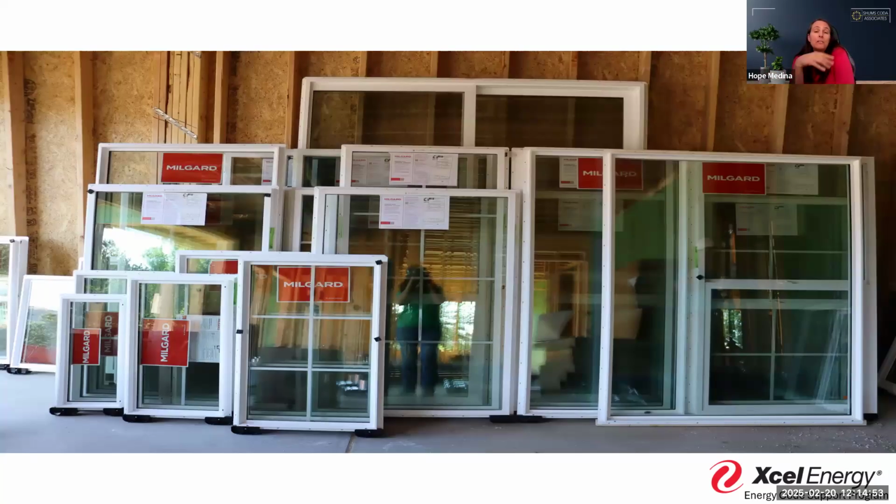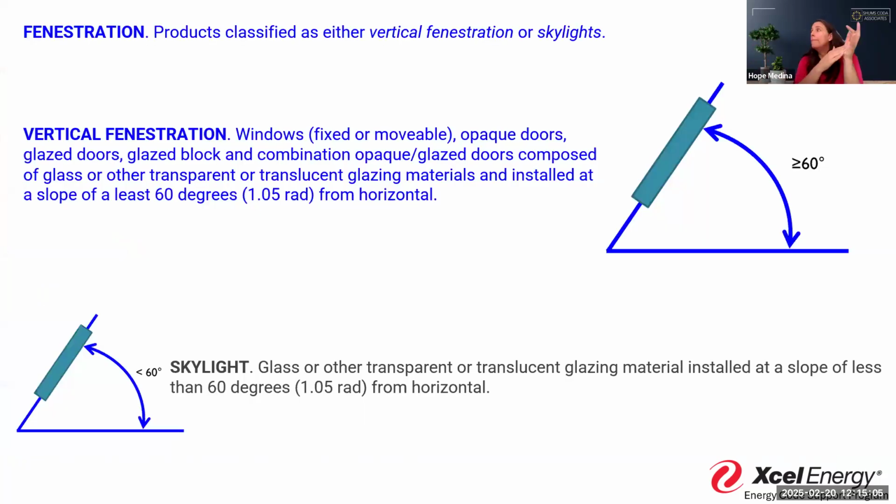So now when we talk about probably the second most thought of opening in a house, we're talking windows. Now, fenestration can fall under one of two categories, right? They can either be considered vertical fenestration, which, as I mentioned before, is if they're 60 degrees or greater from horizontal, then they're considered to be vertical fenestration. But skylights are, if there's less than 60 degrees from vertical, then they're considered to be a skylight.